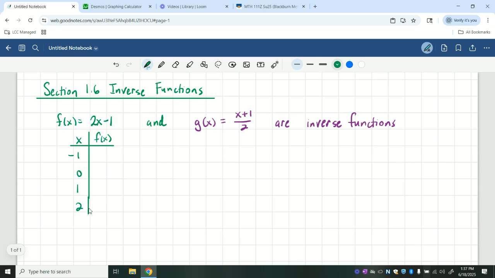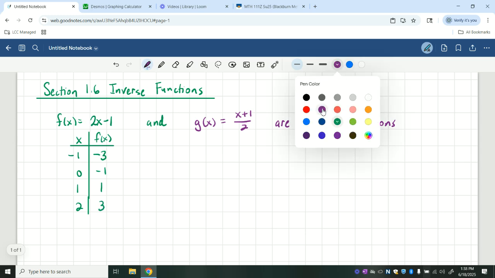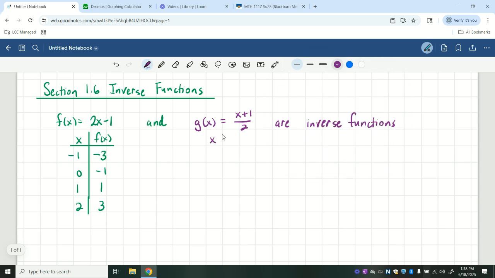Okay, we're going to do a little mental math here. 2 times -1 is -2. -2 minus 1 is -3. 2 times 0 is 0. 0 minus 1 is -1. Then so on and so forth. We get those 4 points. So what happens with an inverse function is those 4 ordered pairs get flip-flopped.